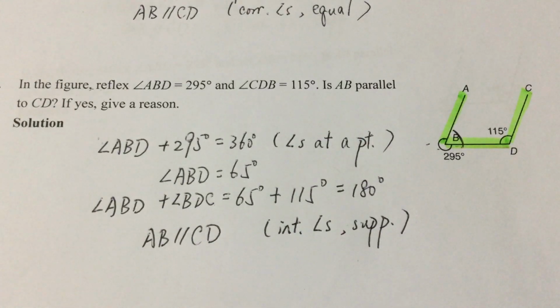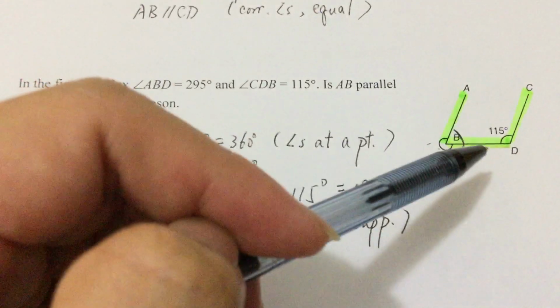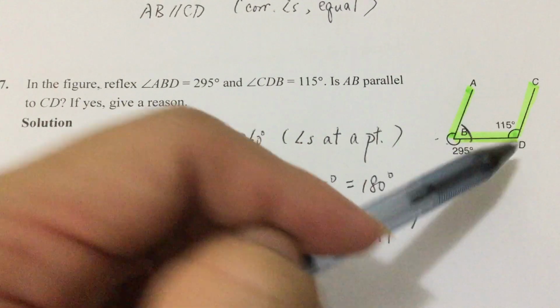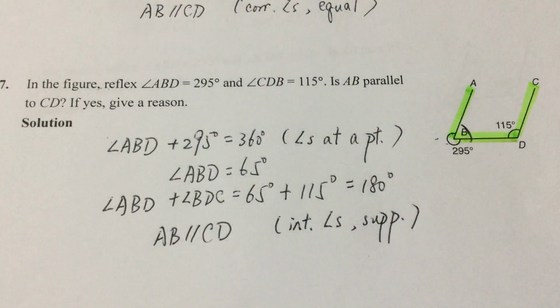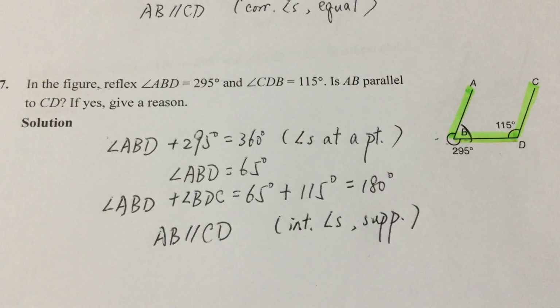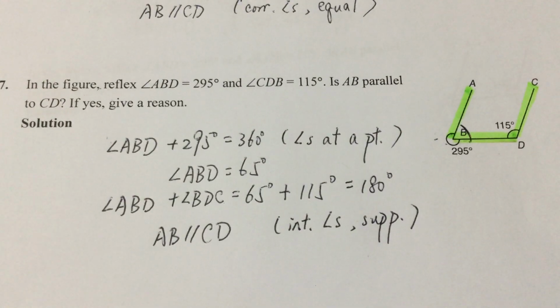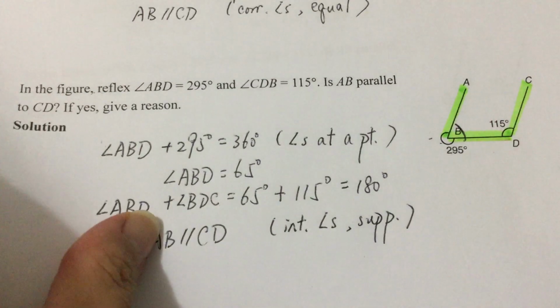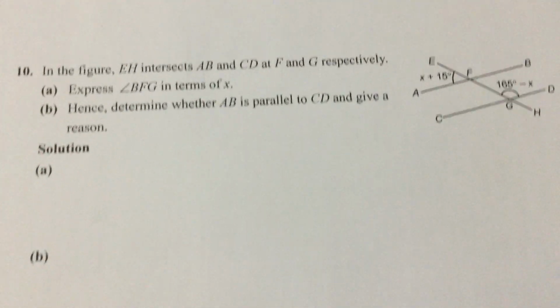Let's check it, okay? Every time we will see it's not difficult. That means we must find the interior angles. They add together to be 180 degrees, or sometimes we use corresponding angles and check whether they are equal or not. Or even the last one, we may use alternate angles, that means the angles inside the Z. You will see whether they are equal. If they are equal, then we can say that they are parallel. Okay, that is question 7. And now we will go to question 8.